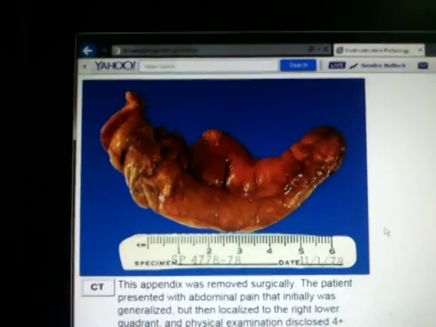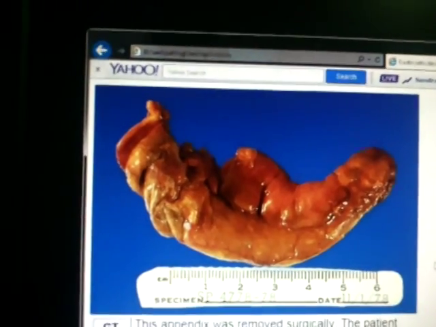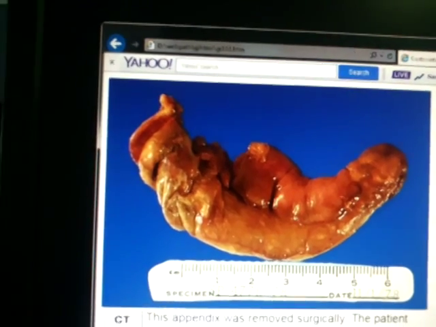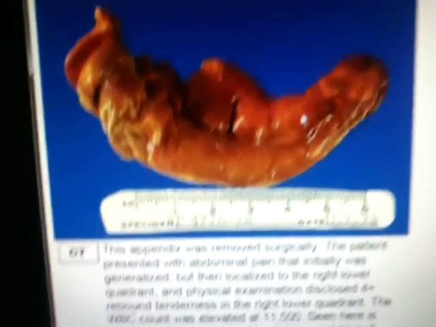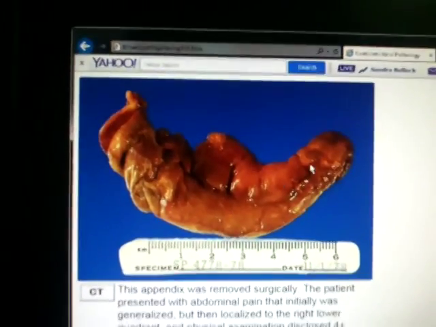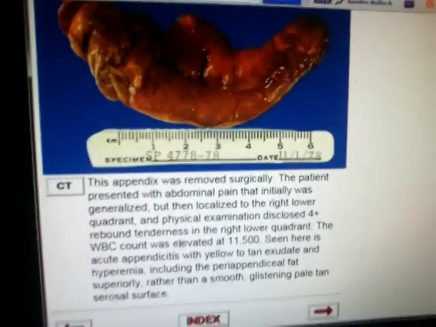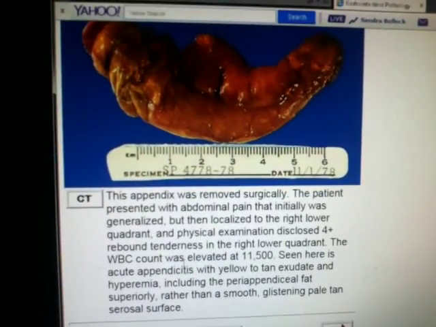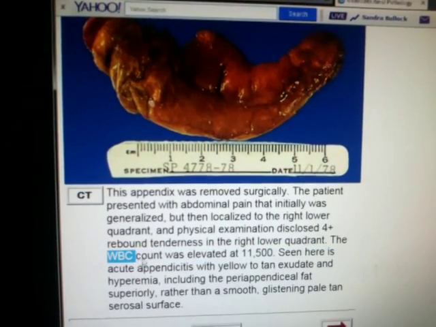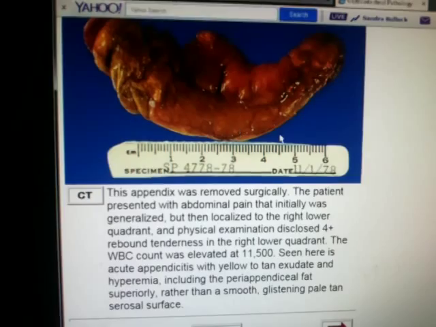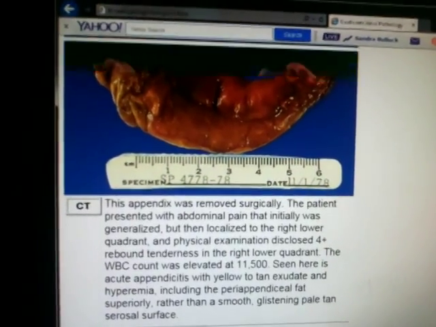This is an example of an inflamed appendix, which is a disease called acute appendicitis. As you can see, the appendix is larger in diameter and it is brown with a rough outer surface, and there is a lot of exudate on the outer surface. The patient will present with abdominal pain, fever, and also on CBC we can see there is an increased white blood cell count because of the inflammation.